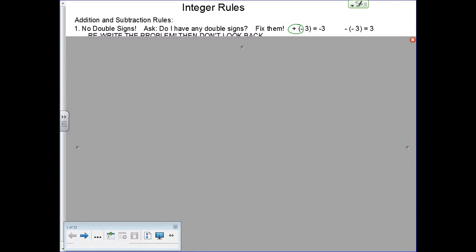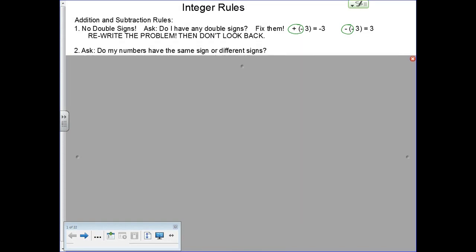Okay? What about the other situation? A negative negative or a double negative. 2 negatives right next to each other. Maybe they'll have a parenthesis in between them, but there is no number between them. Again, that's a double sign. A double negative always becomes a positive. So a negative -3 would just be a 3. So after you do that, you change those. I want you to rewrite the problem with the new symbol in it. Please, after you do that, don't look back at the one with the double sign in it. It doesn't matter anymore. You've rewritten the problem into something simpler.